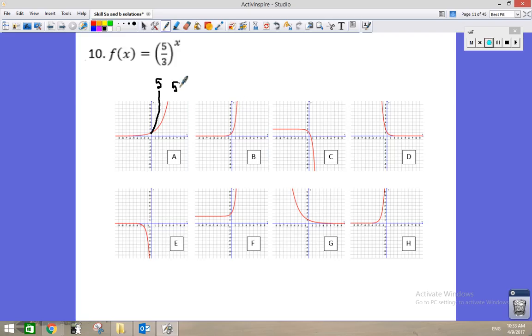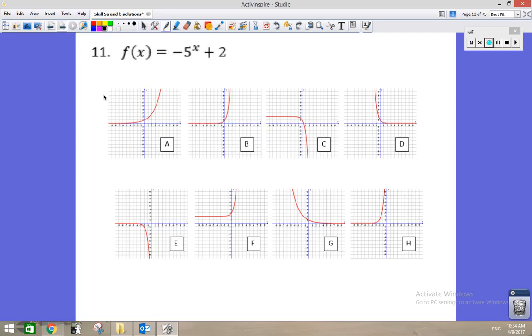This base is smaller, 5/3. It still is bigger than 1. It still is an increasing function. So the graph for number 10, among these choices, it has to be the choice of A. And if we look when x is 1, 5 divided by 3 is slightly less than 6 divided by 3, which is 2. So here at 1, you're just slightly under 2. Yeah, and that looks to be the case.